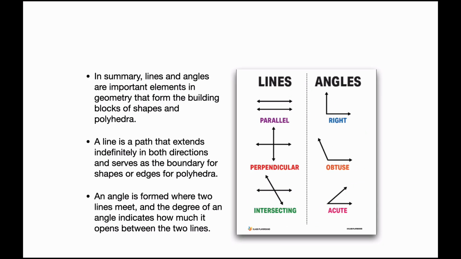In summary, lines and angles are important elements in geometry that form the building blocks of shapes and polyhedra. A line is a path that extends indefinitely in both directions and serves as the boundary for shapes or edges for polyhedra. An angle is formed where two lines meet, and the degree of an angle indicates how much it opens between the two lines.